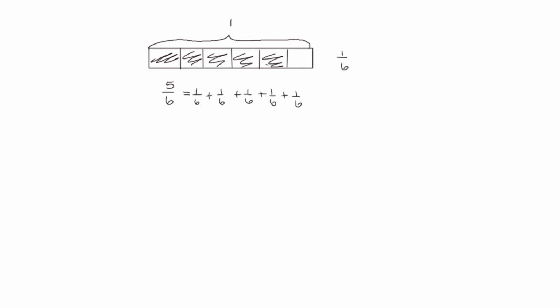Then we could group these. Let's put 3/6 together and show 3/6 on our tape diagram. And then group these two together and show these on our tape diagram. So now we could rewrite our number sentence as 5/6 equals 3/6 plus 2/6.